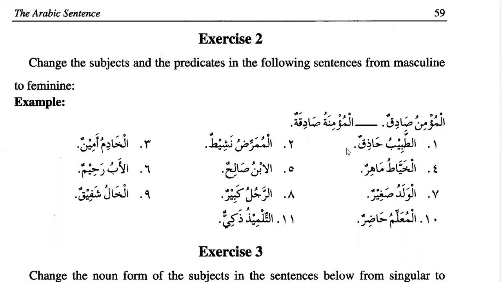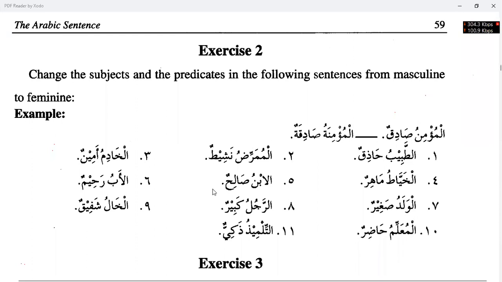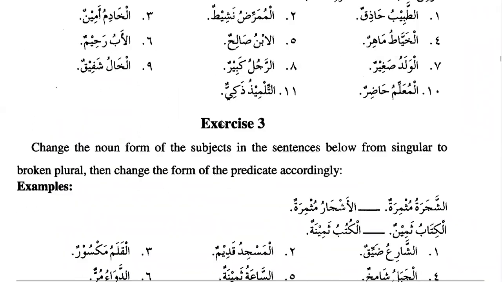Read this sentence, then make it feminine. At-tabibu hadhiqun, at-tabibatu hadhiqatun. Al-mumarridu nashitun. Feminine: al-mumarridatu nashitatun. Then, al-khadimu aminun, al-khadimatu aminatun. Al-khayyatu mahirun, al-khayyatatu mahiratun. Al-ibnu salihun, al-ibnatu salihatun. So in this way you will do this question.